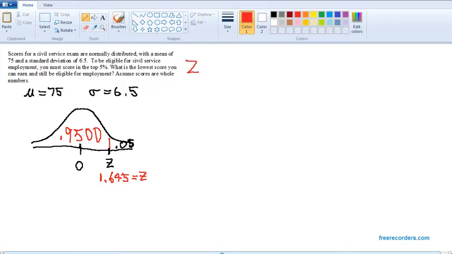Now, our formula that relates z to x, the one we used in our last lesson, was z equals x minus mu over sigma. Typically, we use this when we were converting from x to z, but in this problem, we're going to need to convert from z to x because we know z, we know mu, and we know sigma. We need to find x.